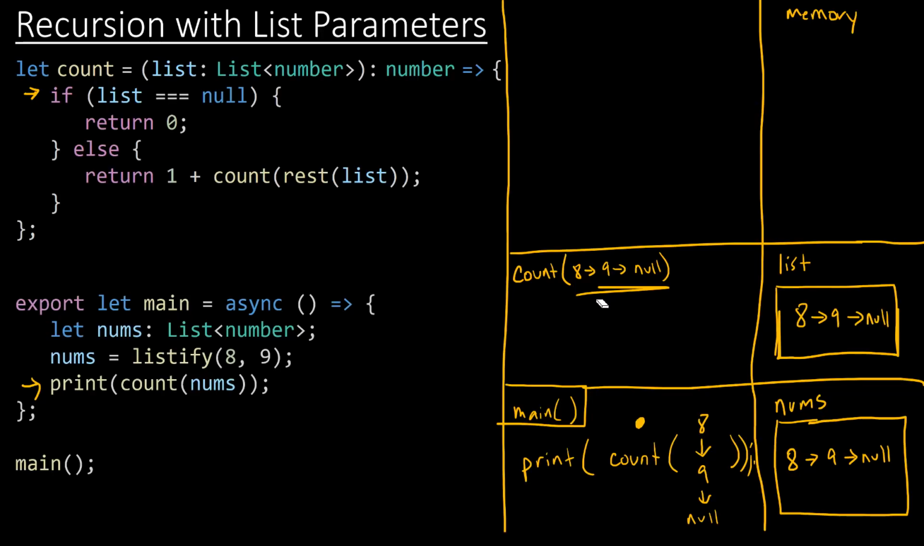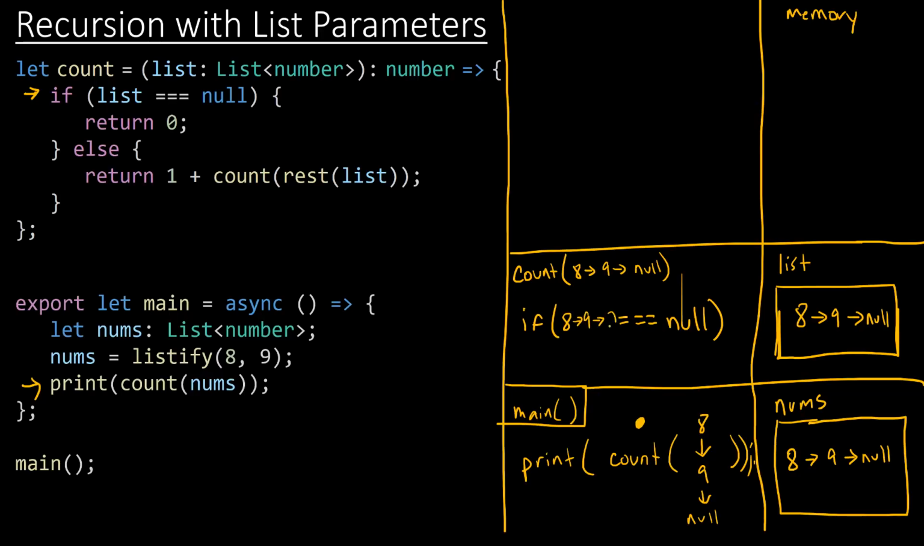All right. So now that we have assigned to this list parameter the argument that we call this function with, we're ready to begin our work. So we're going to see if list is equal to null. And this is what the computer is going to evaluate next. Well, list is 8, 9, null.